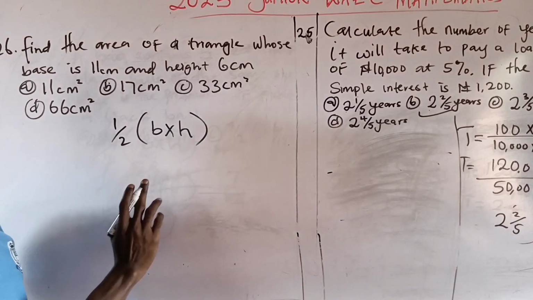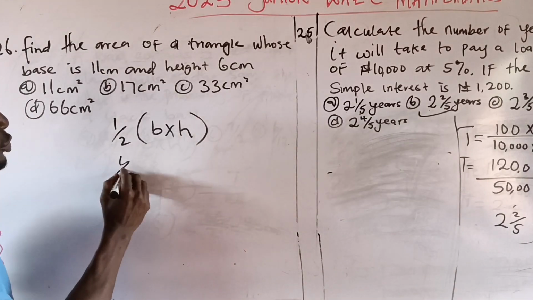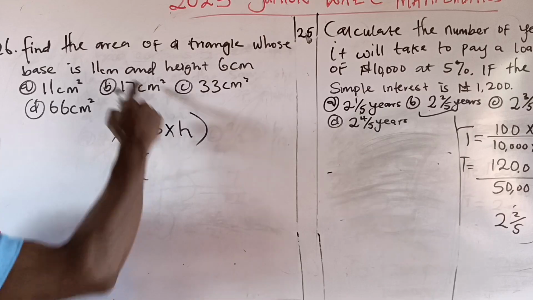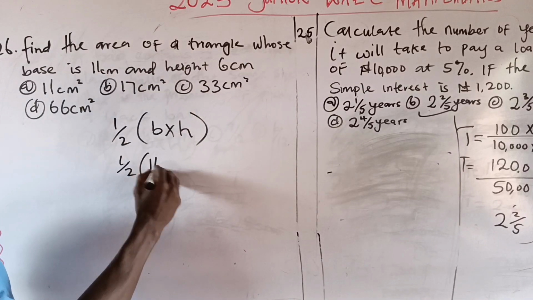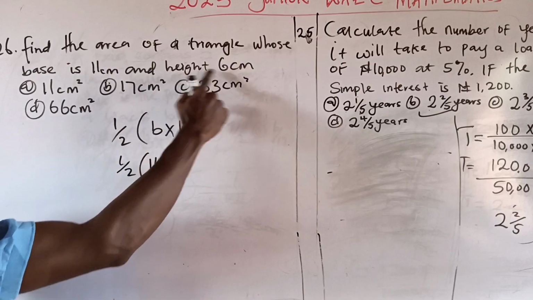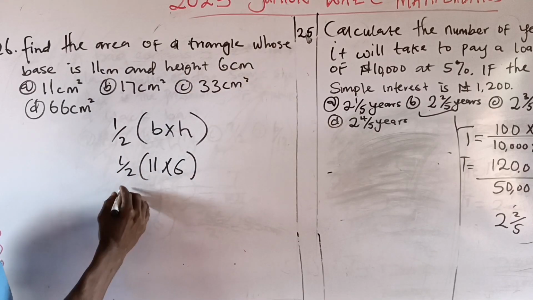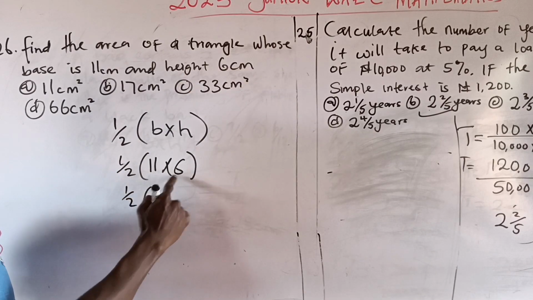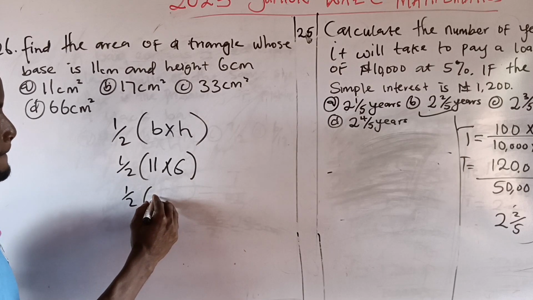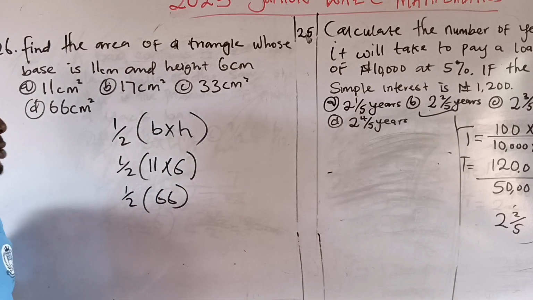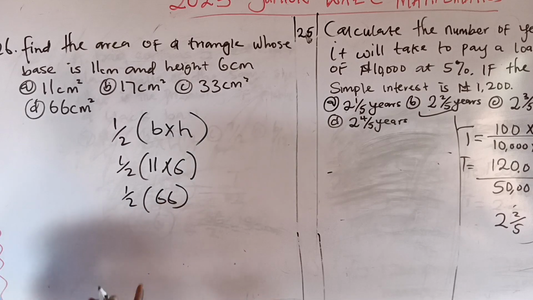So already they gave us base and then they give us height. So what do we do here? Our base that was given is what? They say base is 11. So put down your 11 times the height is what? 6. So half 11 times 6 is what? 11 times 6 will give us 66. So half of 66 will give you what?